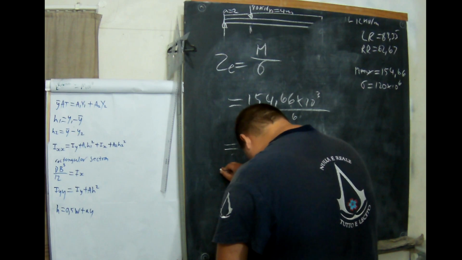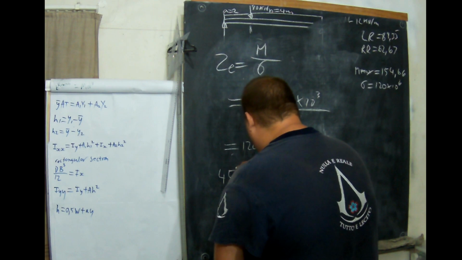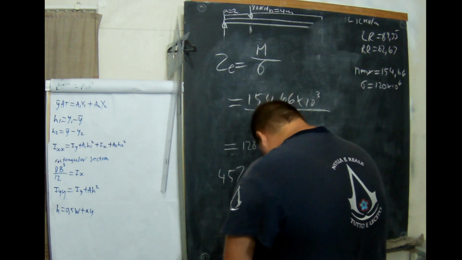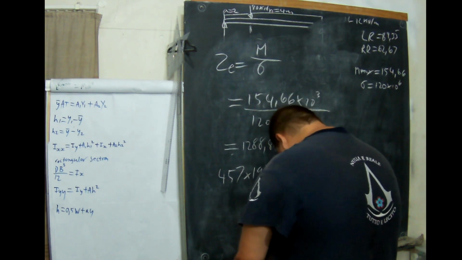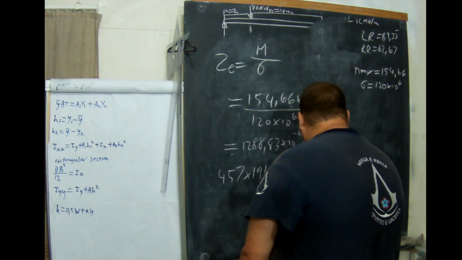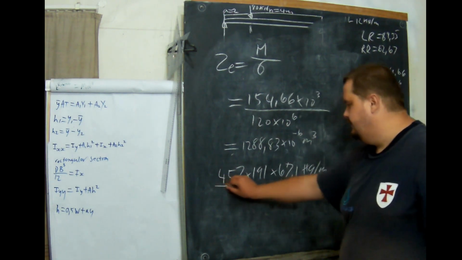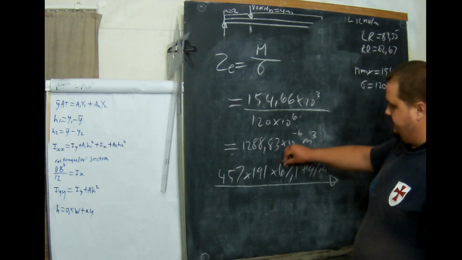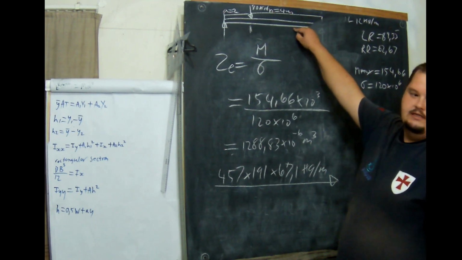The closest parallel flange beam is 457 times 191 times 67.1 kg per meter. And that is our final answer. That is the I-beam you will take for this application.